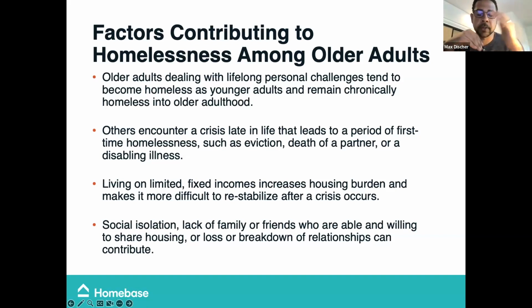So the cost of living, as we all know, is skyrocketing, the cost of housing especially, and benefit programs that are intended to support these individuals are not keeping up. Social isolation and lack of family or friend networks who are able or willing to share their housing, and loss or breakdown of relationships may also contribute.